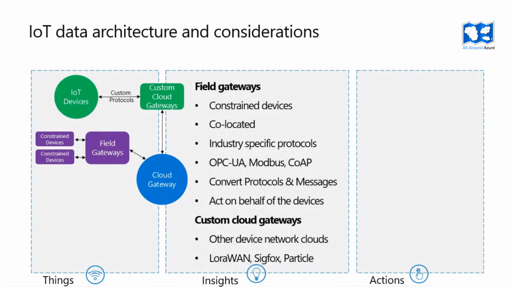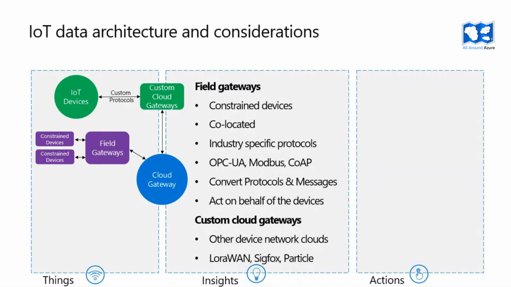Next, we can look at gateways, and gateways enable IoT communications across domains. And there are two types of gateways primarily. We have field gateways and custom cloud gateways. Field gateways are most often used when we need to integrate constrained devices that, say, don't have the necessary processing power to communicate directly to a cloud gateway. Something perhaps like a little Bluetooth environment sensor.